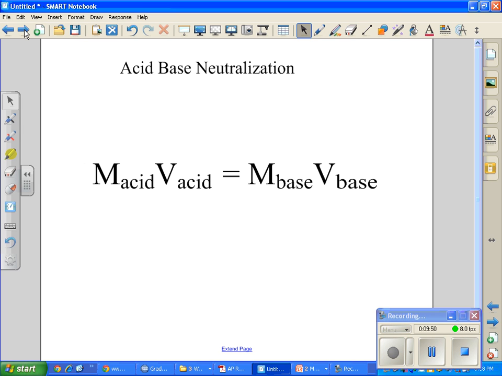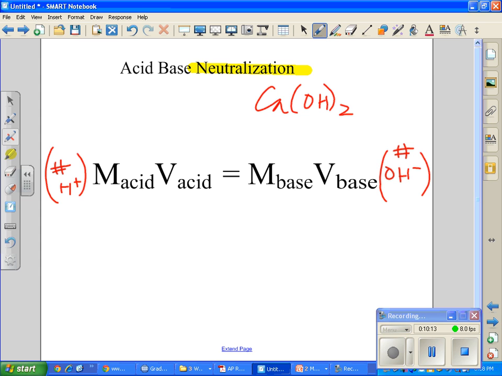Acid-base neutralization. Whenever they mention the word neutralization, they're talking about an acid and a base canceling each other out. What you have to watch for on the AP exam is this. You got to remember to pay attention to the number of H's and the number of OH's. You have to account for them. So if they give you something like Ca(OH)2, you got to pop that number in there because the molarity is actually going to be double what you think it is. If they give you something like H2SO3 with the two H's there, you have to account for it there.